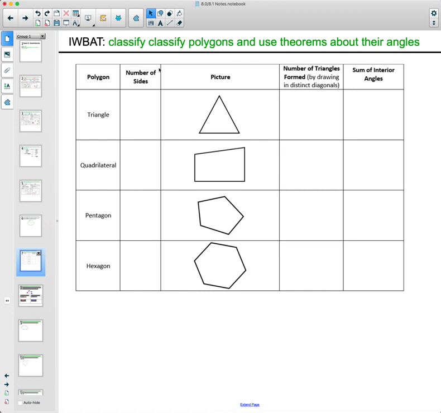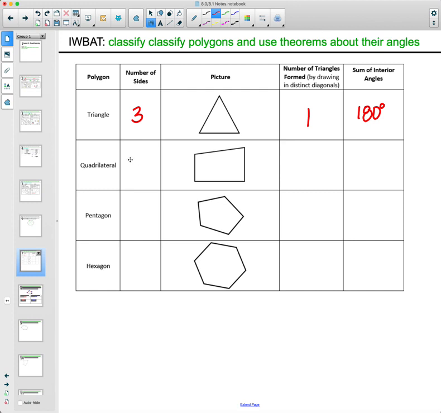That's going to help us actually determine the interior sum. We've talked heavily about how a triangle has an interior sum of 180 degrees. So we're going to use that to help us with the rest of this. A triangle has 3 sides. Number of triangles formed by drawing in diagonals: you can't draw in a diagonal of a triangle. There are no diagonals, so there's only one triangle created here. It is the shape. So the interior sum here is 180 degrees. And that's what we talked about way back in like chapter 4 or maybe even earlier.